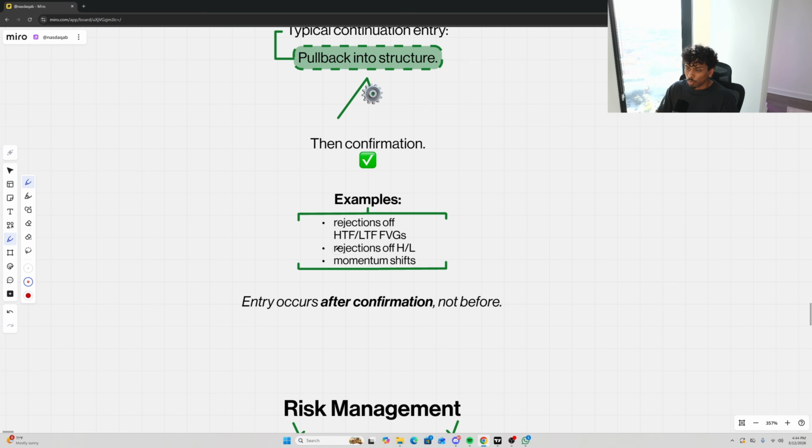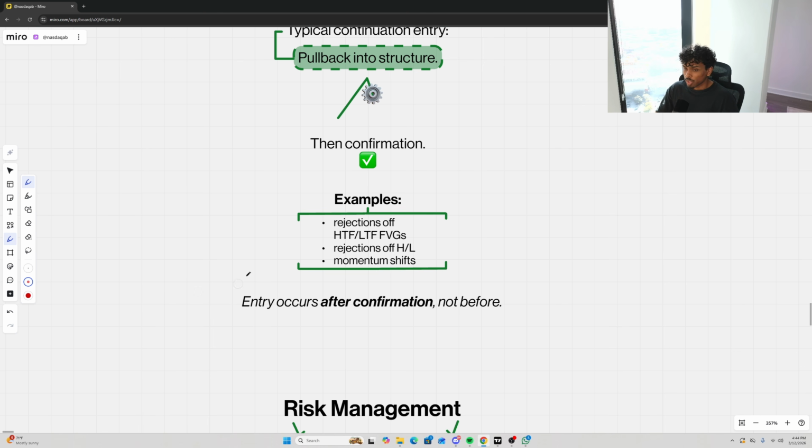Now, number 2, we want to be looking for rejections off of highs and lows, right? So this is going to be specifically off of session highs or session lows, and this is going to be paired with a good amount of displacement, right? Some people call this a V-shape recovery. All right, V-shaped recoveries are very, very important because they show that there is strength in the market.